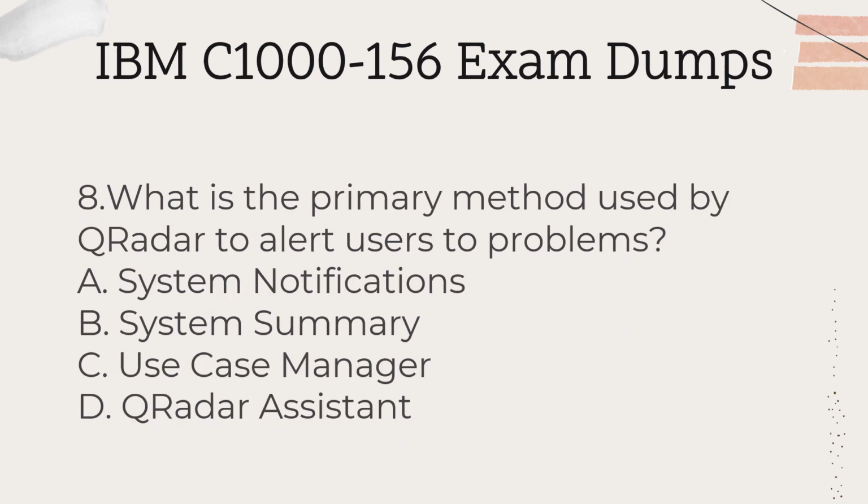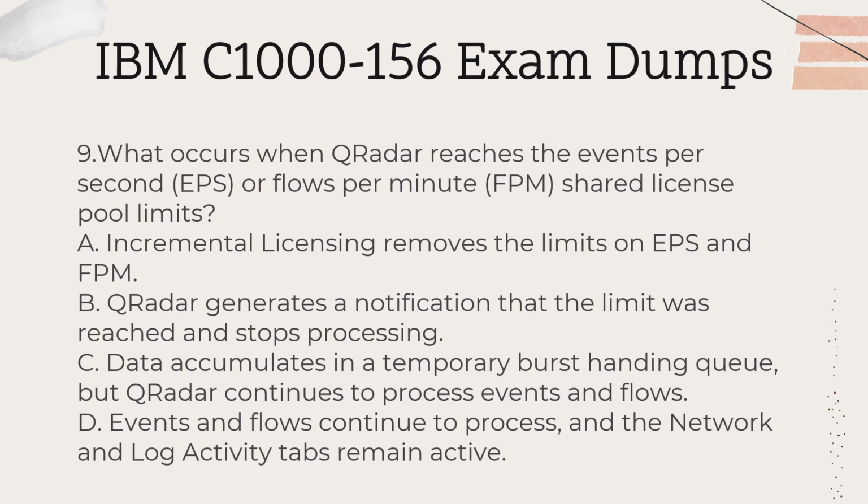8. What is the primary method used by QRadar to alert users to problems? A. System notifications. B. System summary. C. Use Case Manager. D. QRadar Assistant.